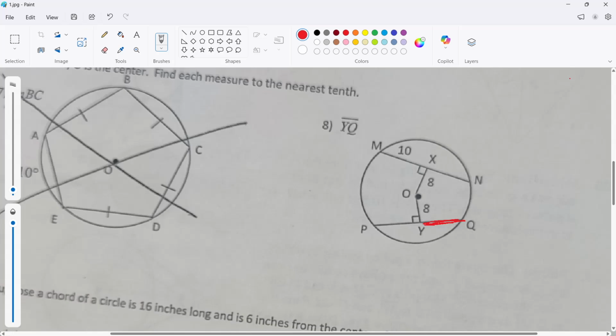YQ is what it wants. Well, check it out. I have these 2 chords, and they are equidistant from the center, 8 and 8. That means the chords have the same length, and since this is perpendicular, it bisects it, so this is 10, which means this is 10 and this is 10 because the chords have the same length and they're both bisected. So YQ equals 10.